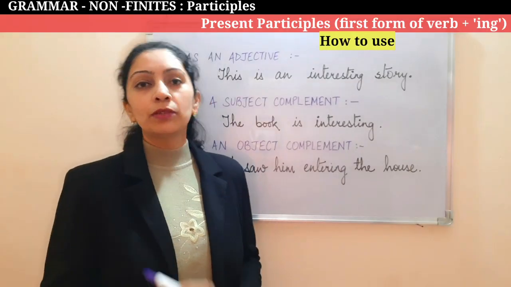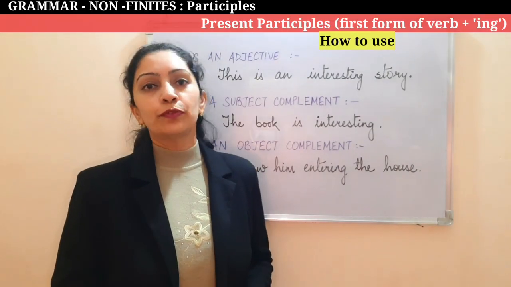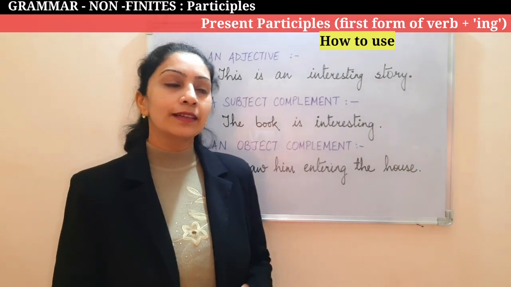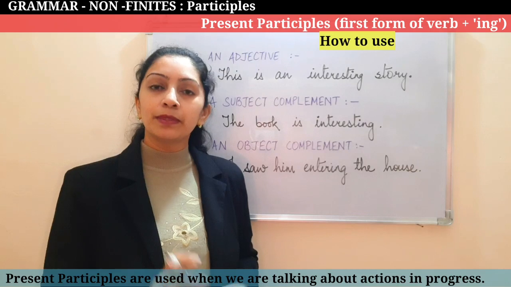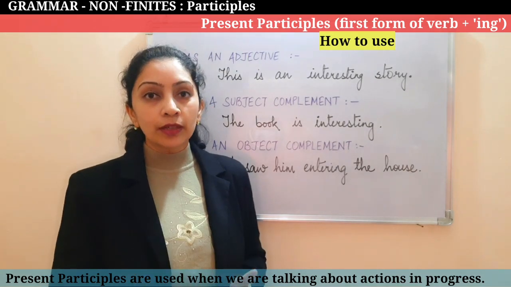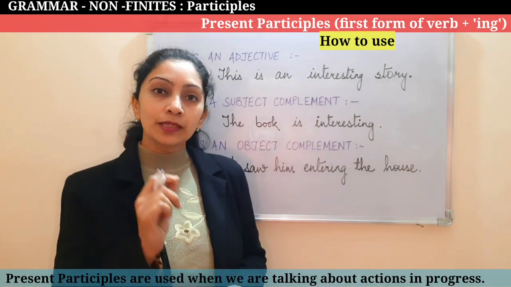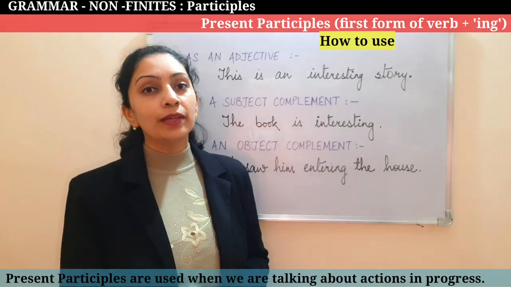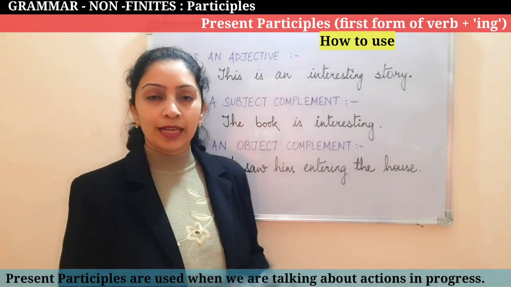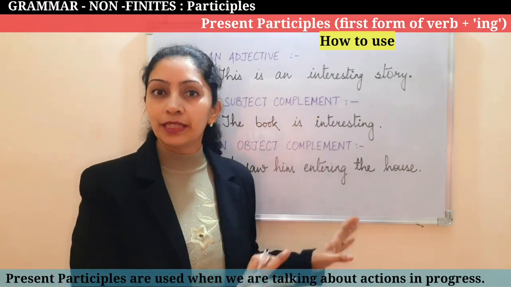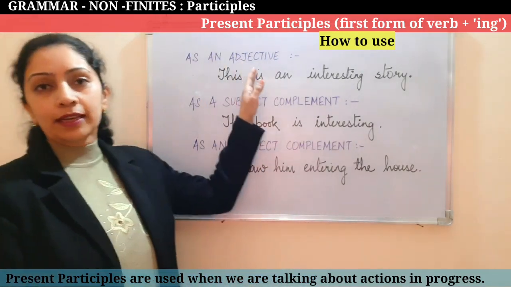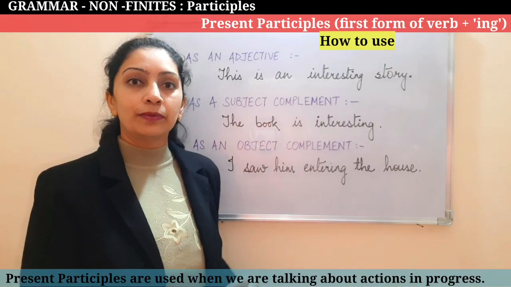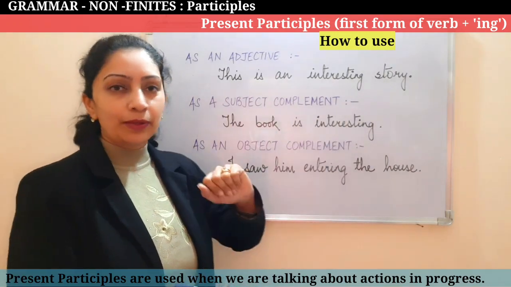A present participle, which has the verb in the ing form, will act as an adjective. Now remember that we use the present participle only when we are talking about an action which is in progress, which is continuing at the time of speaking. Let's look at how these present participles are used in sentences. The first function is as an adjective. I have already discussed that with you, but let's see one more example on this.